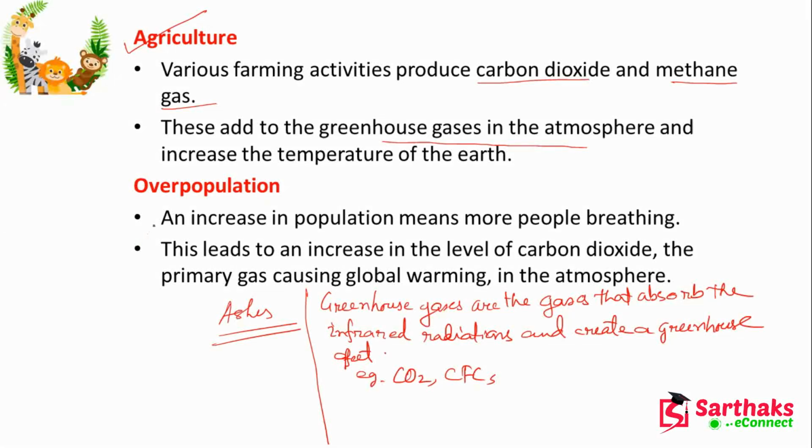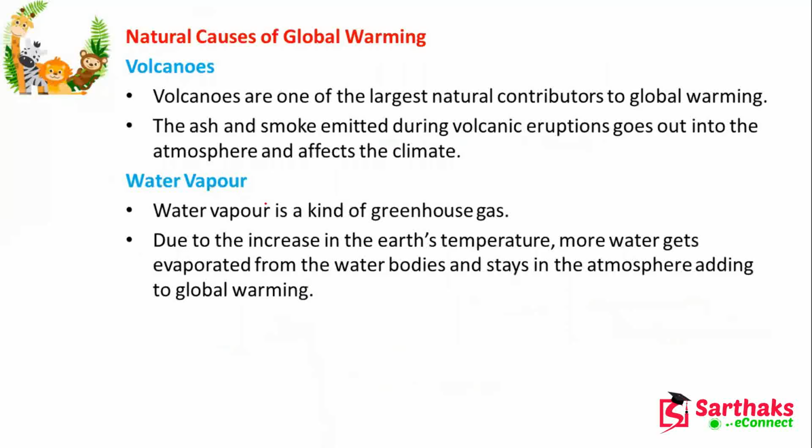Now, overpopulation also is the main thing why we are going to increase the land area by deforestation. That is the main thing, the population that is going beyond the limit. And this leads to the increase of carbon dioxide and other gases, causing global warming in the atmosphere. And natural causes of global warming: volcanoes, water vapor.